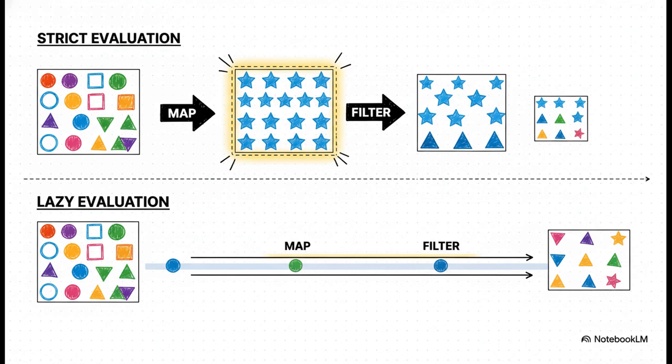But if you just stick .view on the front, everything changes. It becomes lazy. No intermediate collections are created. Instead, the very first element goes all the way through the map and the filter. Then the second element goes all the way through. It's like an assembly line instead of building entire warehouses of parts at each step. For big data, this is a lifesaver.